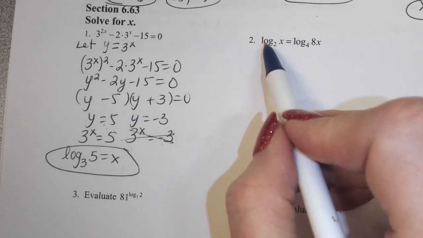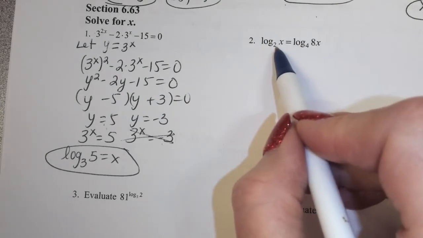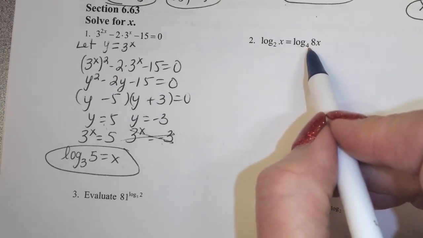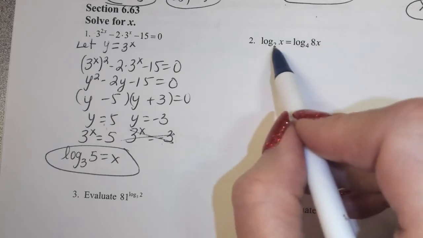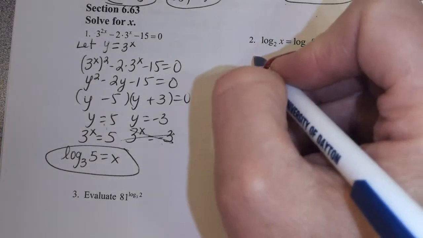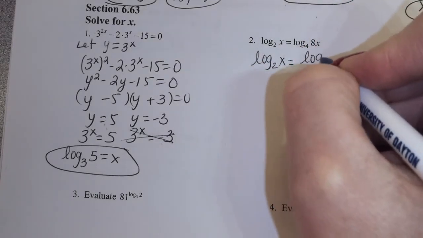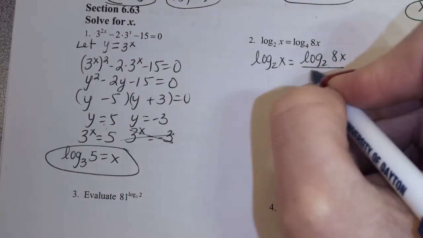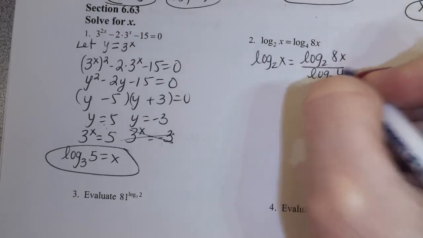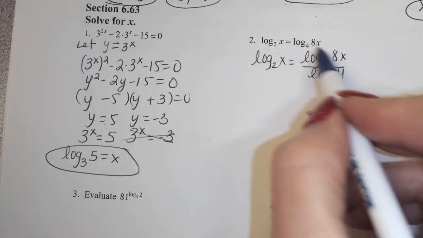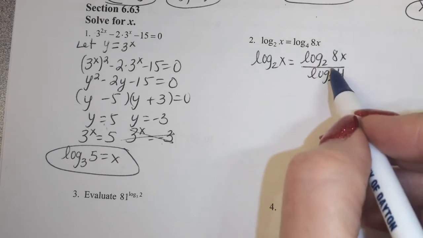On this problem, notice how we have logs on each side, but this has a base of 2 and this has a base of 4. So I'm going to need to rewrite this so that it has the same base. Here's how I can do it. I've got log base 2 of x. This is log base 2 of 8x over log base 2 of 4. Remember, I can make the base whatever I want with that change of base formula.